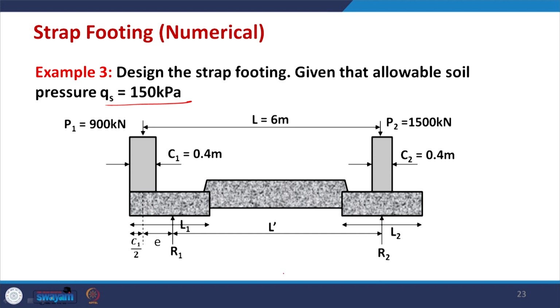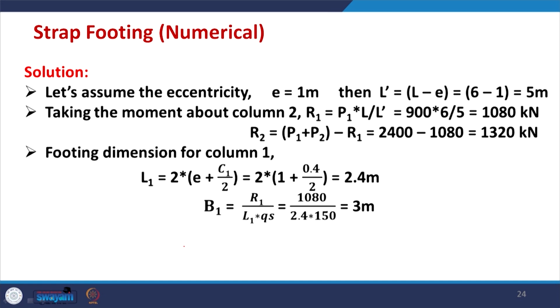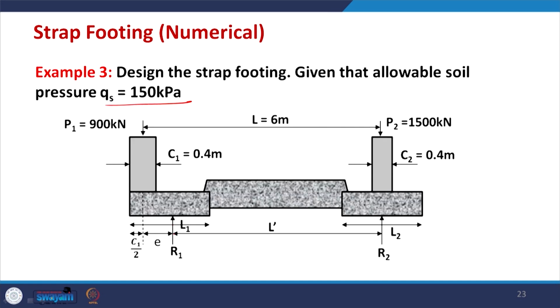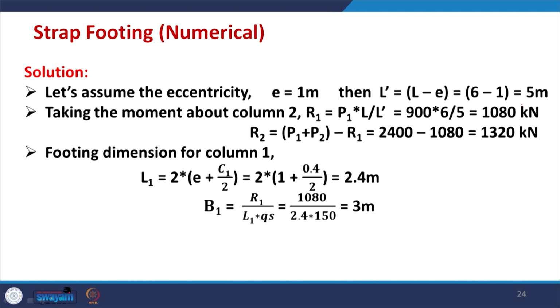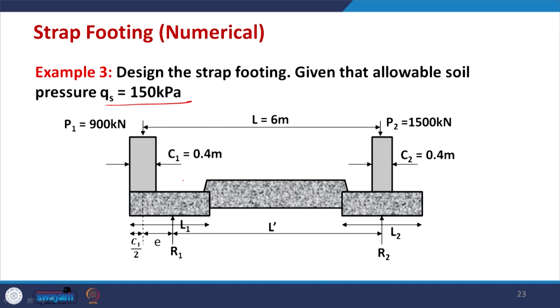First of all, you could see the eccentricity in this figure. As we discussed, it is better that we assume the eccentricity, say E equal to 1 meter. Then the distance L prime between these will be L minus E, that is 5 meter. If you take the moment about column 2, then P2 and R2 do not have any moment, and you will have P1 into L, which should be equal to R1 into L dash.